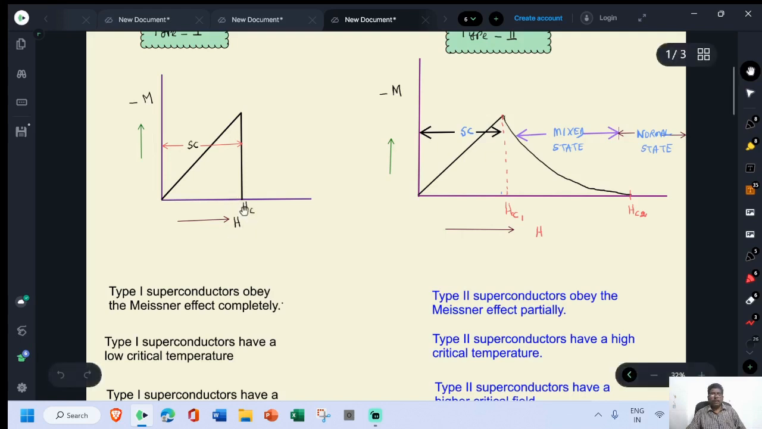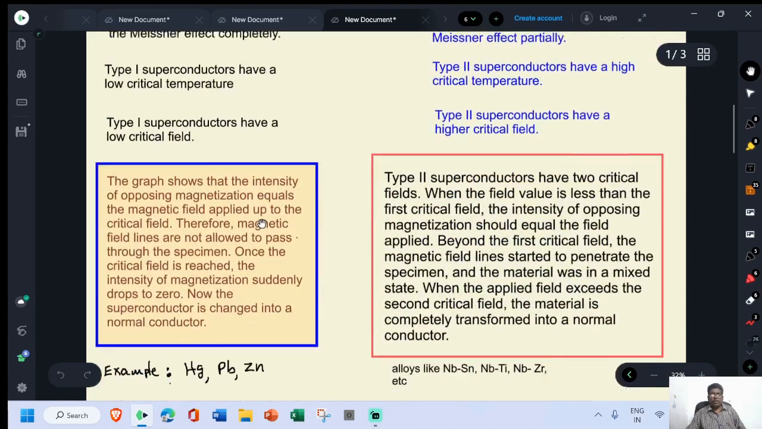So if the field applied is lesser than the critical field, it obeys the Meissner effect. If the field value is exceeding the critical field, it does not obey the Meissner effect. Now read out this statement.